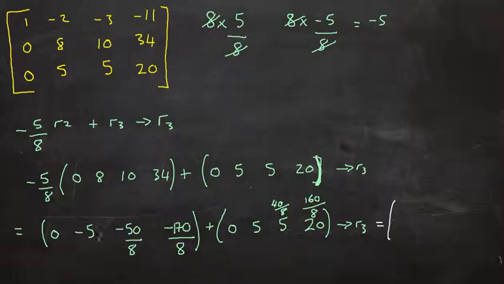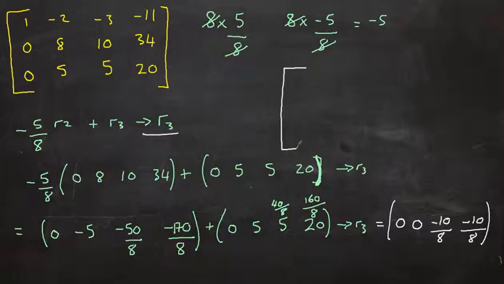element by element, 0 plus 0 is 0, minus 5 plus 5 is 0, minus 58 added to 48 is minus 10/8, and minus 178 added to 168 is also minus 10/8. So that is the new row 3, because we said we'd put the answer into row 3.